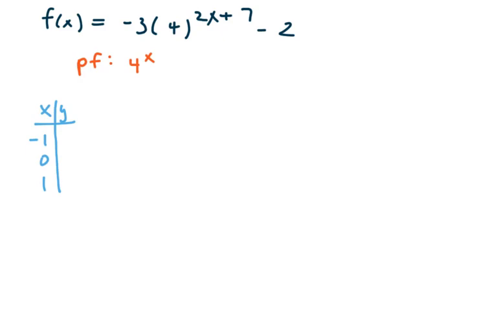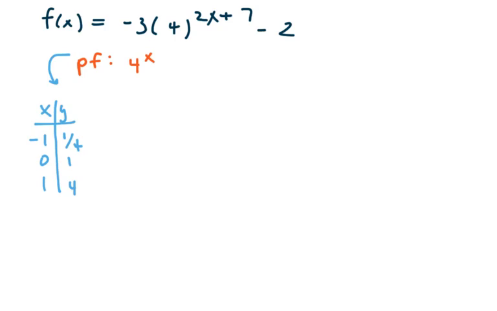So I'm going to plug in -1, 0, and 1. When I plug in -1, 4 to the -1 is 1/4. 4 to the 1 is 4. And, well, we're doing 4 to the 0. 4 to the 0 is 1. 4 to the 1 is 4. So that's my parent function points. If I wanted to graph 4 to the x, I would plot those points. But that's not what I'm trying to graph here. I'm trying to graph all these transformations. So let's take a look at what they are algebraically.